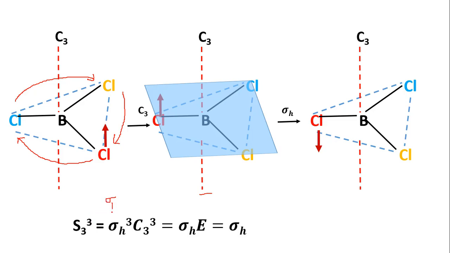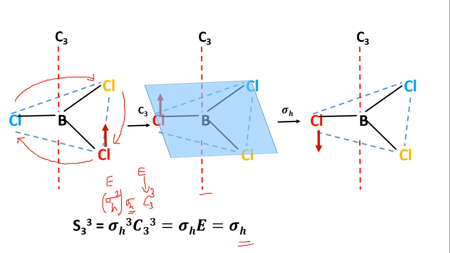Sigma h cube is sigma h square into sigma h, then into C3 cube. Sigma h square is nothing but E, and so this will be E into sigma h. E is doing nothing, so this will be sigma h. C3 cube is making 3 C3 rotations, 120 degrees into 3, and it is 360 degrees, and it is a complete rotation, and so this is equivalent to E. This is E, this is E, and so the net result is sigma h.